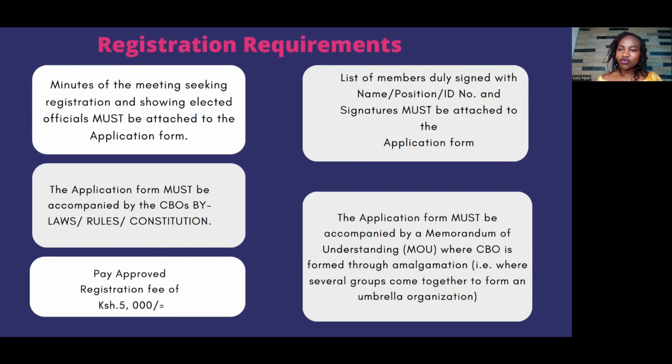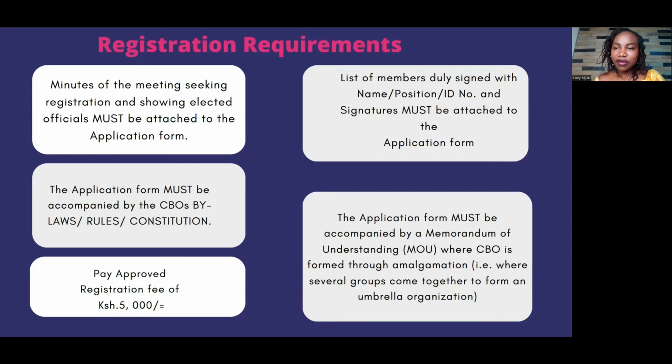So in the minutes, you should be able to show that agenda and how it was discussed and agreed that we will be registering a CBO. The other thing that needs to be there is the list of members who are duly elected to be in the different positions. So you need to show their names, their positions, their ID numbers, their signatures, and all that attached within the application form. Actually, list of all members must be there.